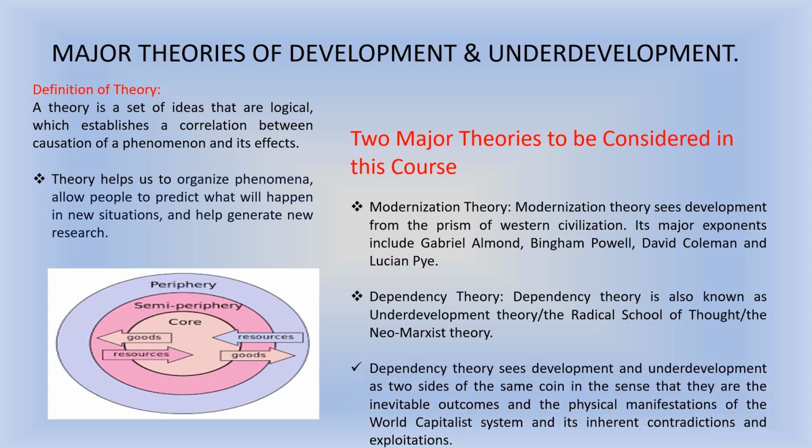Dependency theory sees development and underdevelopment as two sides of the same coin, in the sense that they are the inevitable outcomes and the physical manifestations of the world capitalist system and its inherent contradictions and exploitation.